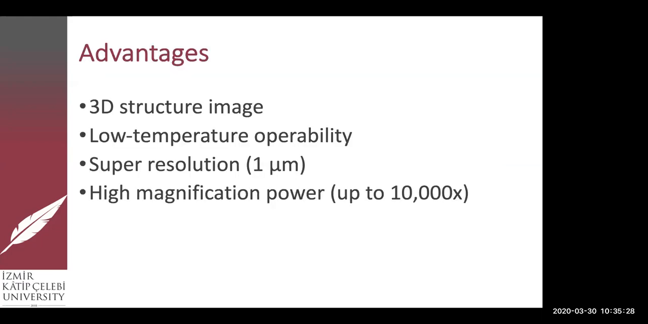So what are the advantages of using a confocal laser microscope? We could see a 3D structured image. We could use it with low temperature operability. Also, we have super resolution, which is 1 micrometer. It's a bacterial resolution; we could visualize some bacteria. We have a high magnification power, which is up to 10,000x.